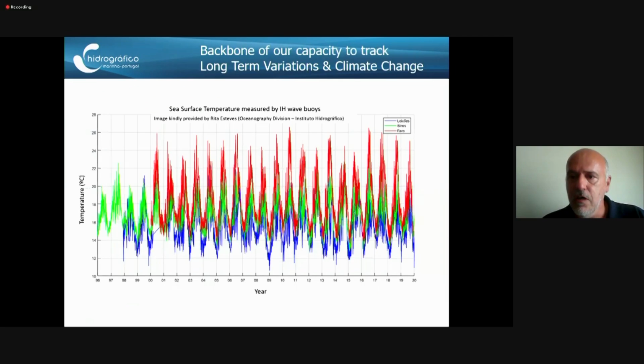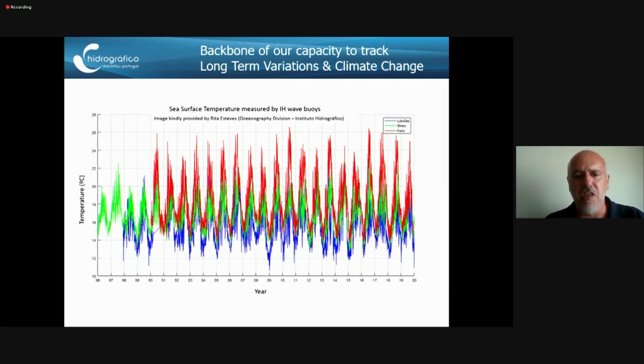Well, this monitoring infrastructure is what I consider our backbone to the capacity to track the long-term evolution of the ocean conditions, and particularly the coastal ocean conditions, and to identify what is the natural evolution, what are the natural variations that belong to the system, or what are the trends, and in the trends, what is the natural climate change processes, and what is the evolution that is linked to anthropogenic impacts.